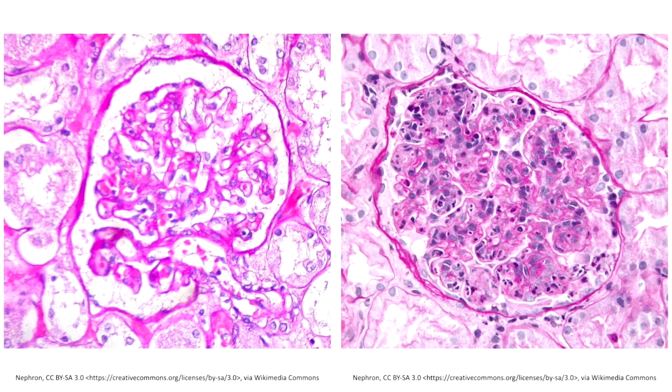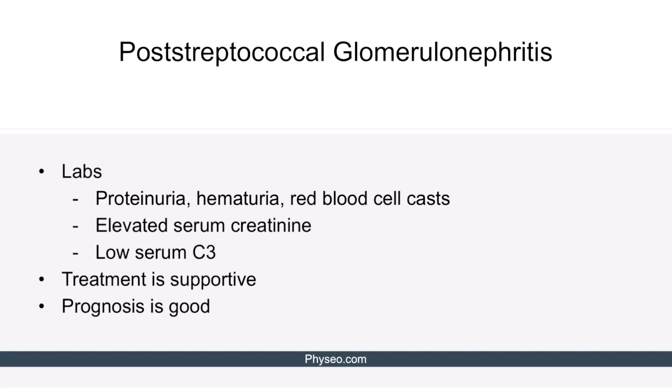edema. Here are 2 H&E stains showing a normal glomerulus on the left and a glomerulus from a patient with post-streptococcal glomerulonephritis on the right. Note the thickened basement membrane and the inflamed hypercellular glomerulus on the right when compared to the normal glomerulus on the left. Labs that would be consistent with the diagnosis of post-streptococcal glomerulonephritis include proteinuria, hematuria, red blood cell casts, elevated serum creatinine, and low serum C3.